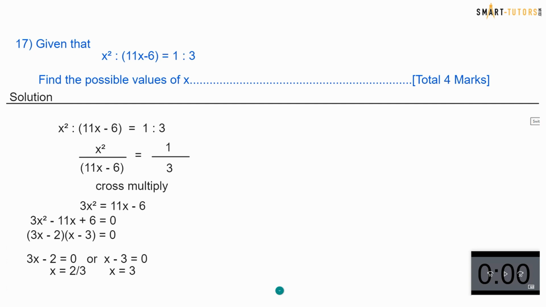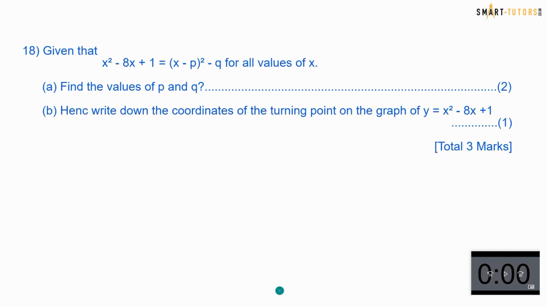Let's move on to question number 18. Given that x squared minus 8x plus 1 equals x minus p, whole thing squared, minus q, for all values of x, find the values of p and q. Hence, write down the coordinates of the turning point on the graph y equals x squared minus 8x plus 1. It's a 1 mark question. Total is 3 marks. Let the time start now for 1 minute.